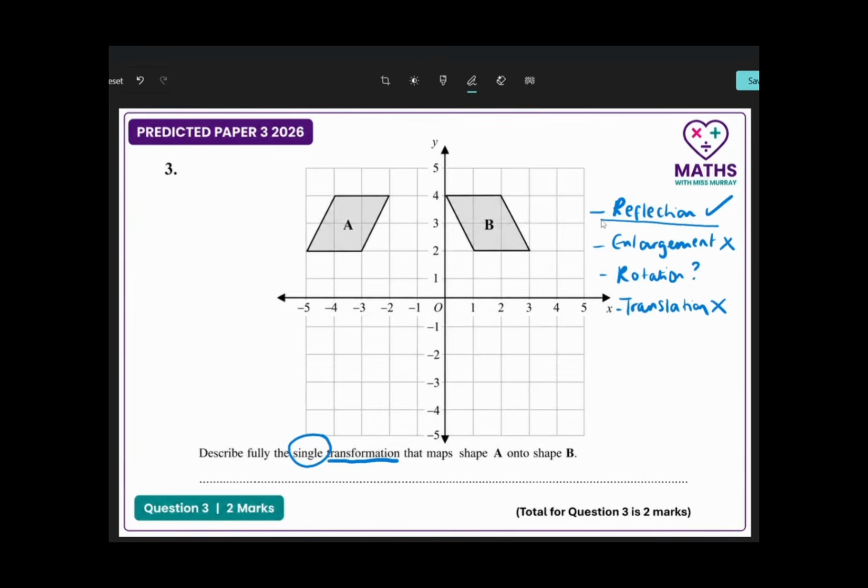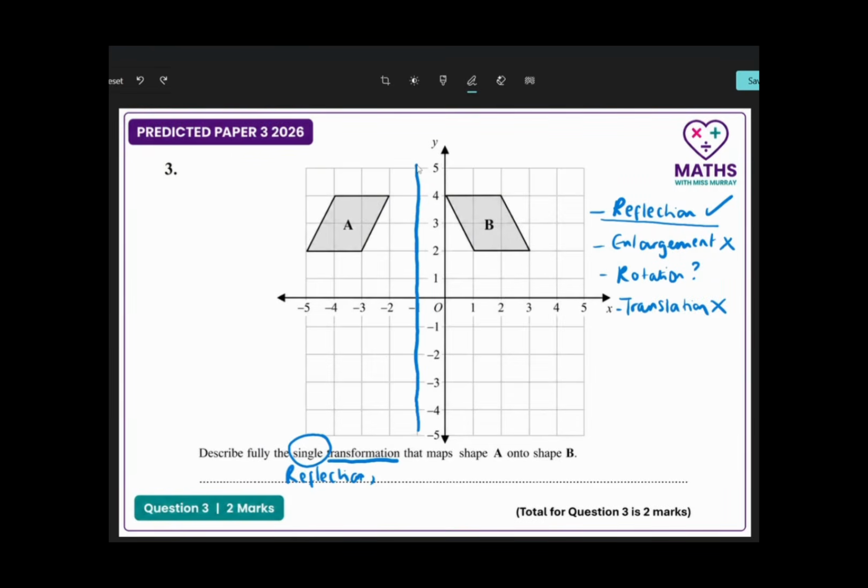So with a reflection, you get 1 mark, because this is a 2-mark question, for saying reflection. So if you don't know what the other mark is for, leave it there because you're going to get 1 out of 2. The other mark is for the line of reflection. Now I would suggest drawing that in. Now you can see there's 2 squares here between these 2 points, and there's 4 squares here between the 2 points. So the point that is common in the middle is going to be here. Now I would draw the line of reflection in.